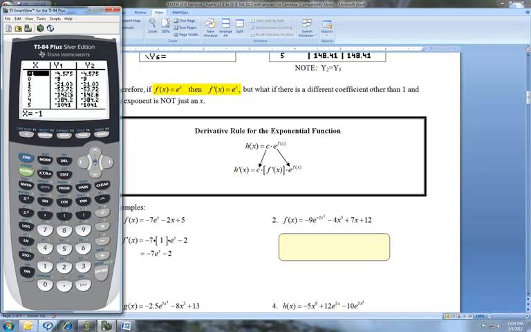So since these jive, it has to be the same. The y1's what we did, the y2's what the calculator did, and if they're in agreement, I am happy. So let me put that down.